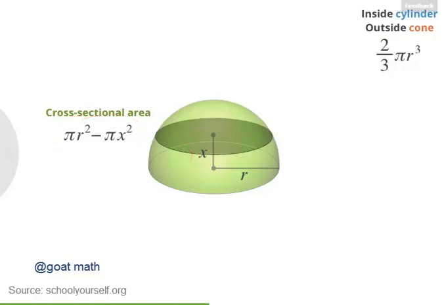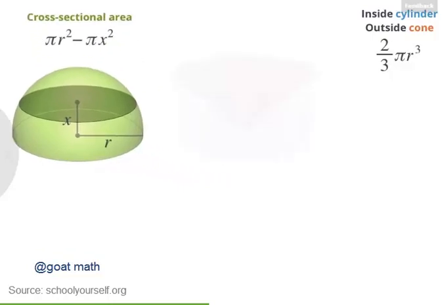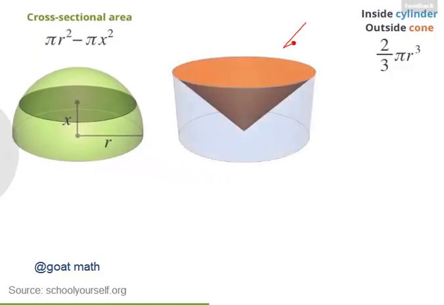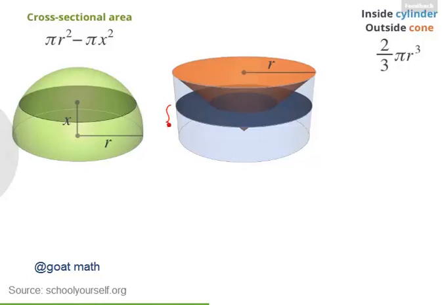x squared. Let's hold on to this fact and take another look at our cone inside a cylinder, which had the same radius and height r. Cavalieri's principle is all about looking for matching cross-sectional areas, so let's look at the same cross-section in the cone and cylinder, a height x above the cylinder's base. Let's not worry about the cone just yet.